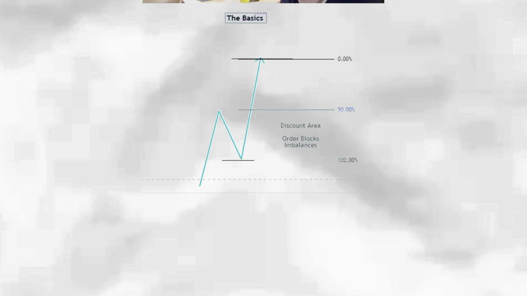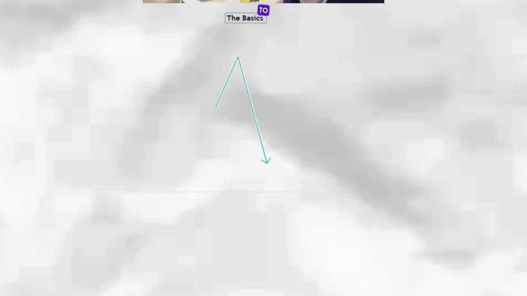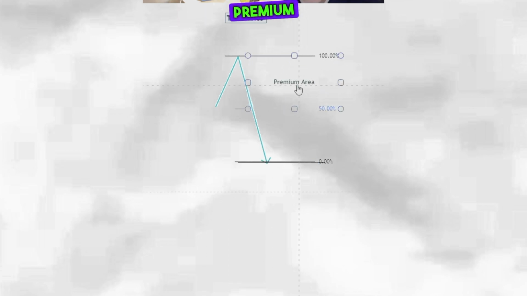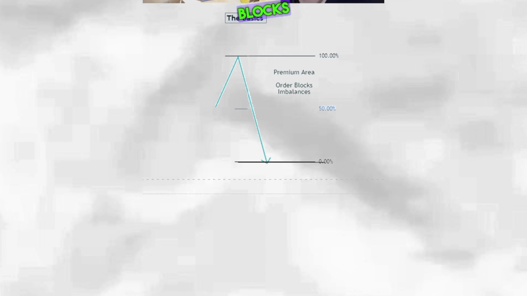discount zone. Inside your discount area, you're going to look for order blocks and imbalances. If you want to sell, identify your range, measure your range, mark 50% and above to discover your premium area, and inside your premium area, you're going to identify order blocks and imbalances.